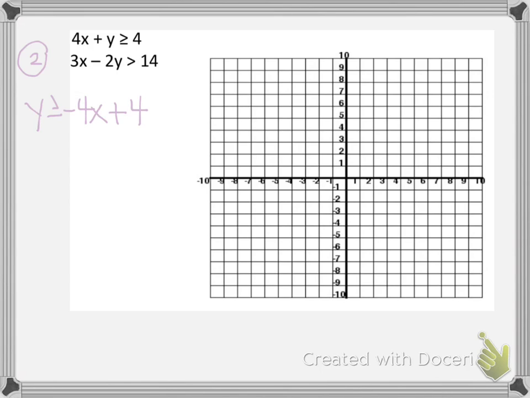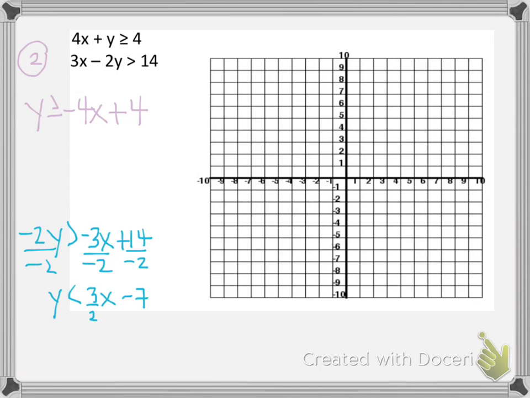The second one, same thing. I need to solve that one for y. So if I move the 3x to the other side, it's going to be a negative 3x. Okay, I'm going to divide by negative 2. So when I divide by negative 2, what happens? The inequality sign changes. So I'm going to change it to a less than or equal to positive 3/2 x, and 14 divided by negative 2, which is negative 7.